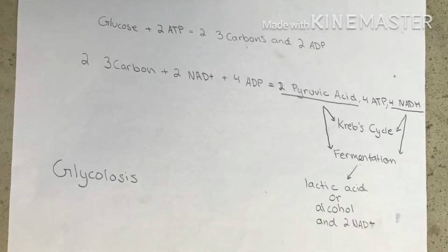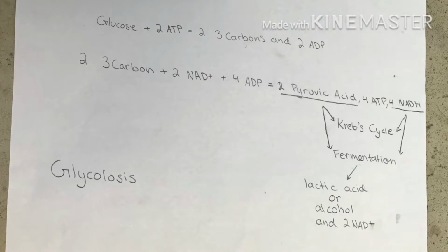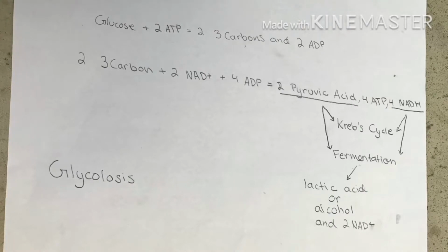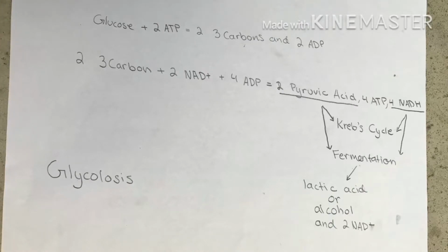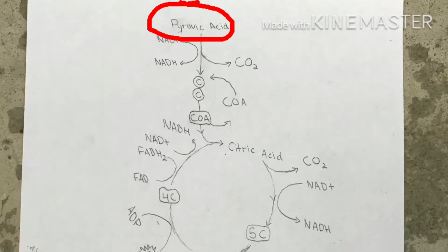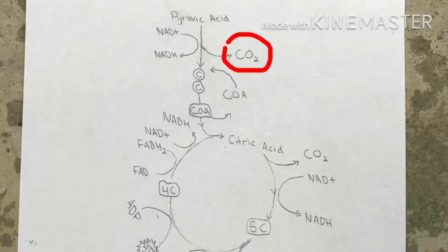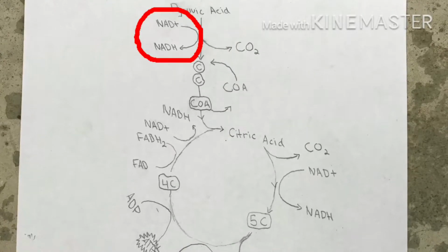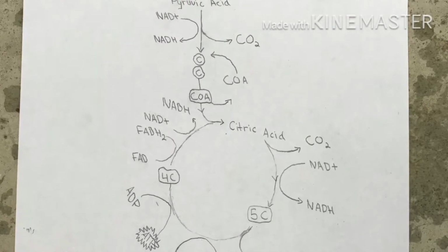If there's enough oxygen present, the 2 pyruvic acid and 2 NADH will go to the Krebs cycle. If there isn't, they'll go to fermentation, where either lactic acid or alcohol will be produced along with 2 NAD pluses. As pyruvic acid enters the mitochondrion, a carbon is removed, forming CO2, and electrons are removed, changing NAD plus to NADH. Coenzyme A joins the 2-carbon molecule, forming acetyl-CoA.